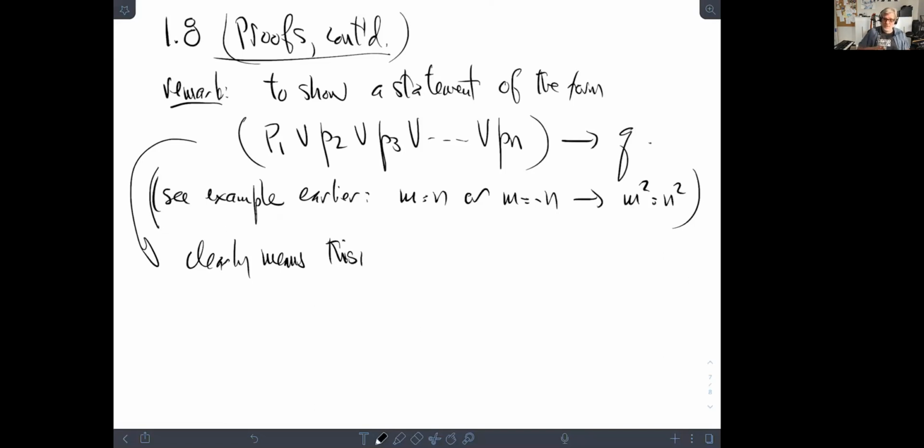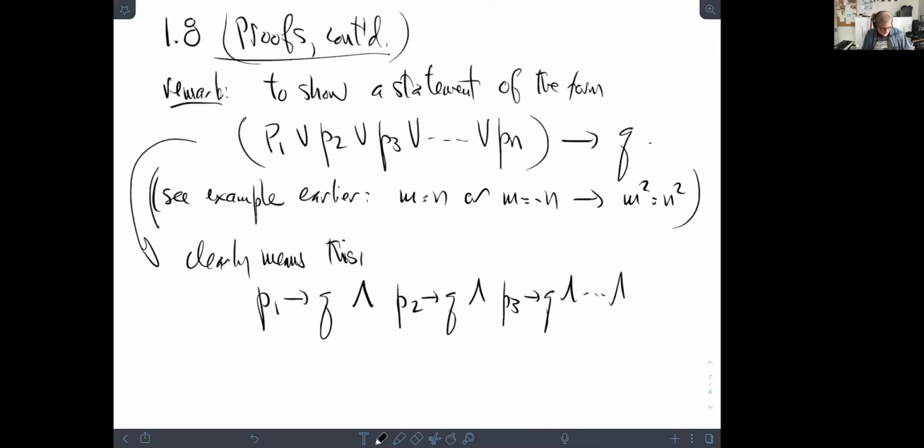I mean, it's going to look weird. But think about it, right? So this statement says, as long as one of these statements is true, I should be able to conclude Q. Okay, so it means that P1 should be strong enough to conclude Q, right? Because then the left-hand side is satisfied. If P1 is true, then the left-hand side is true. And P2 implies Q. And it's an and, right? So it breaks up as an and of statements.